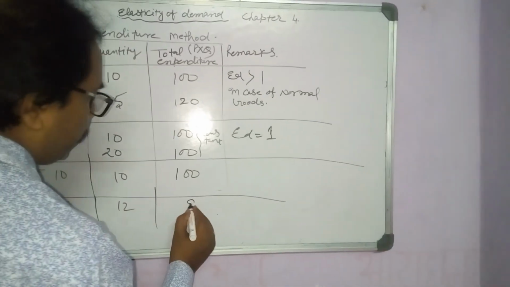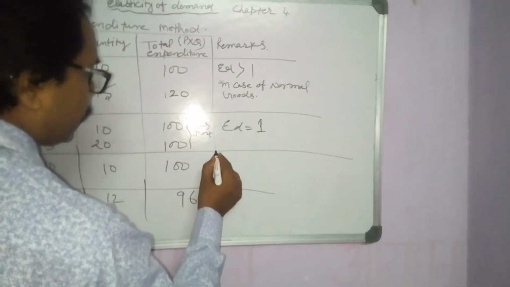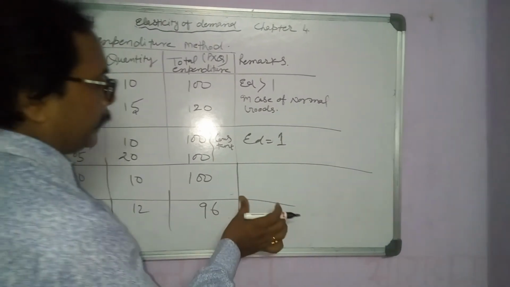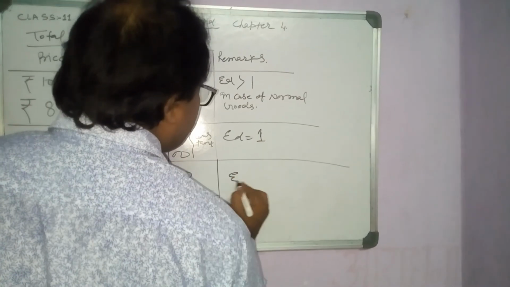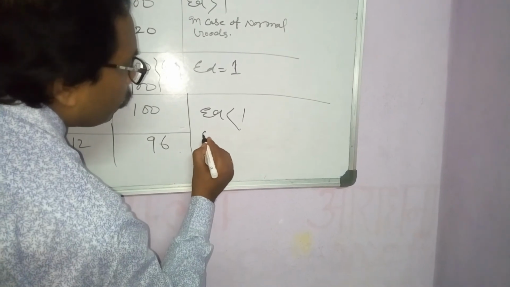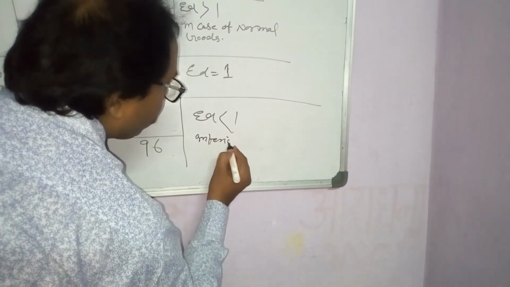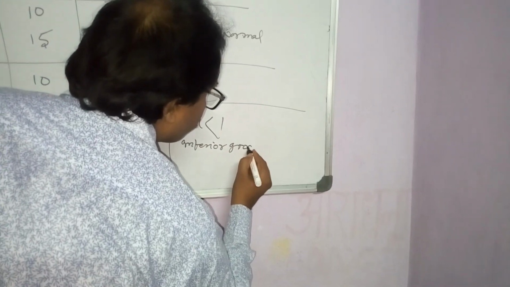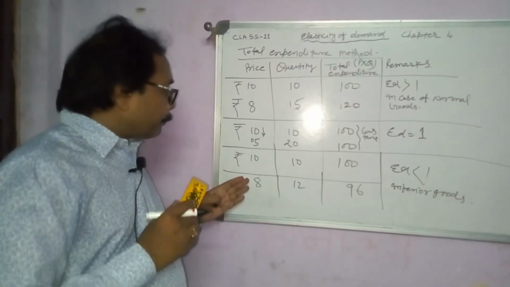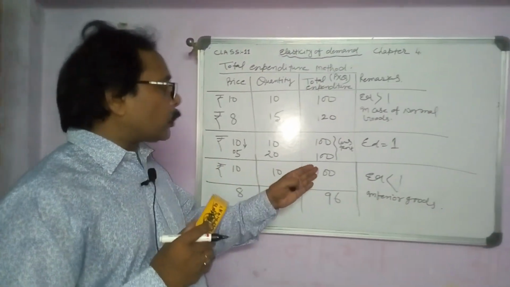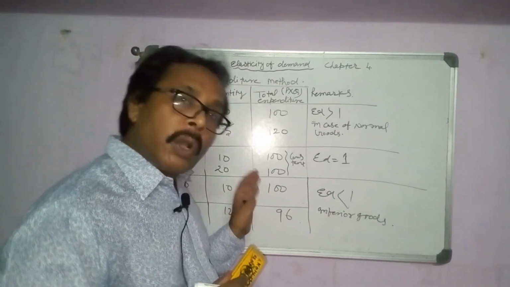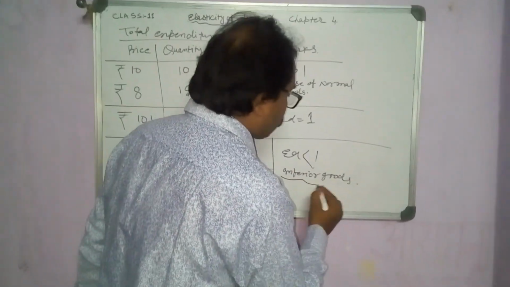So what do we find here? Our total expenditure does not increase, it even falls. So it indicates that here ED is less than 1, and this situation occurs in the case of inferior goods. Is it clear? So here we find that when the price falls, our total expenditure also falls. When the price rises, our total expenditure also rises, and it happens in the case of inferior goods.